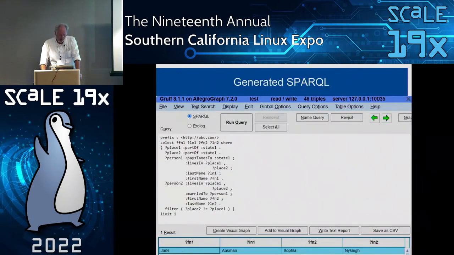And if I push this button here, then this is the underlying query that I don't have to write code for. Here you see there's a place 1, question mark, so this is a variable, is part of a state, right? And there's a place 2, part of the same state here, and that person 1 pays taxes to state 1, and he lives in these 2 different places, and there's the last name and the first name, right? You guys all know your SQL, right?